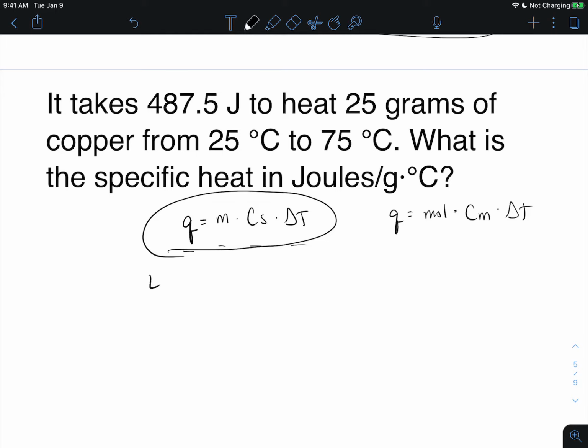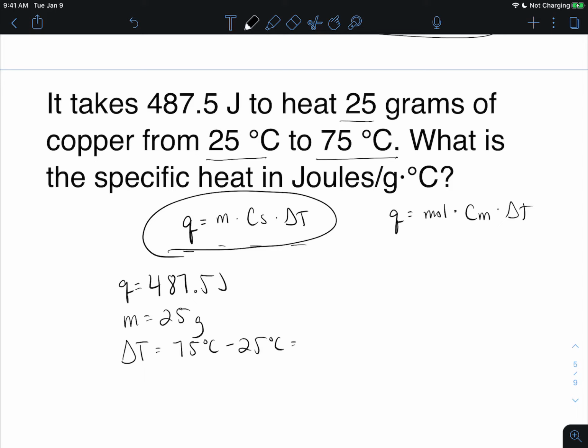So we have 487.5 joules. That is our Q. And then we have our mass at 25 grams. And then we have our change in temperature. We're going from 25 degrees Celsius to 75 degrees Celsius. So our delta T is going to be final minus initial, so 75 degrees Celsius minus 25 degrees Celsius, giving us a 50 degrees Celsius temperature change.